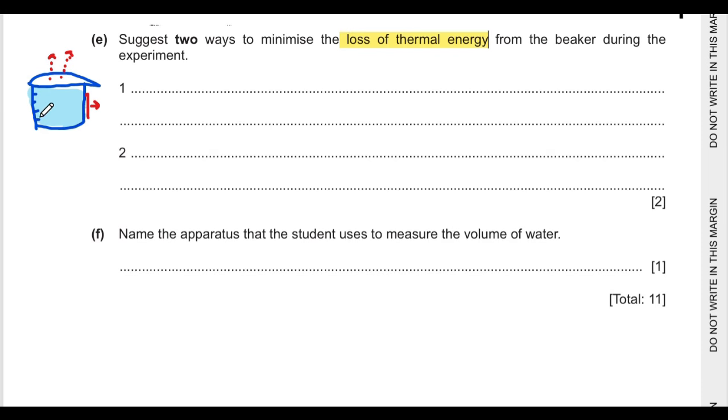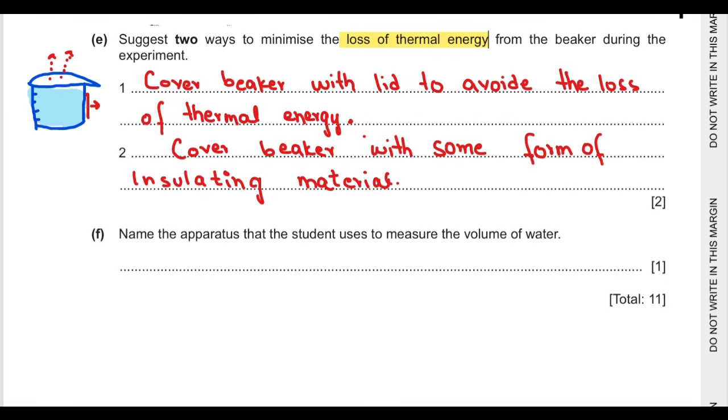To avoid this loss of thermal energy, we can cover the beaker with a lid, or we can cover the beaker with some form of insulating material. F part says name the apparatus that the student used to measure the volume of water.